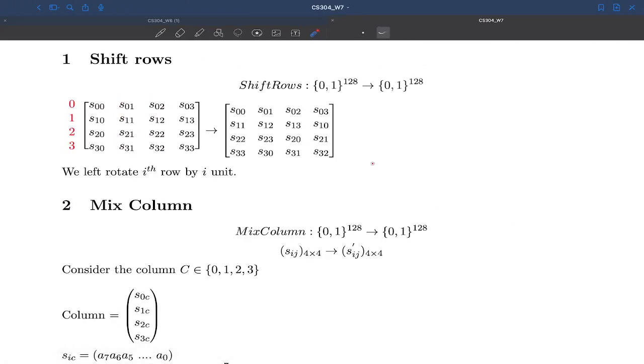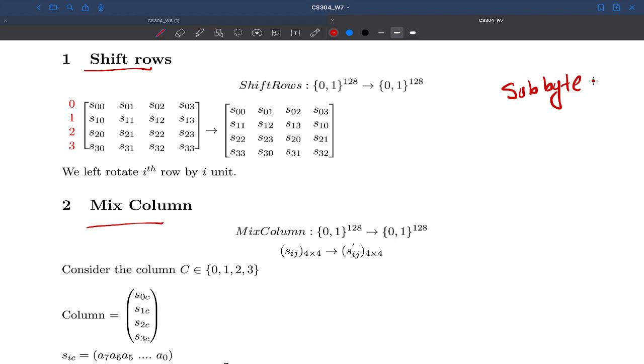Hi everyone. In this video, we will learn about shift rows and mixed column. If you recall, every round function of our AES algorithm has these three sub functions. One is the sub byte function, and the other two are shift rows and mixed column.